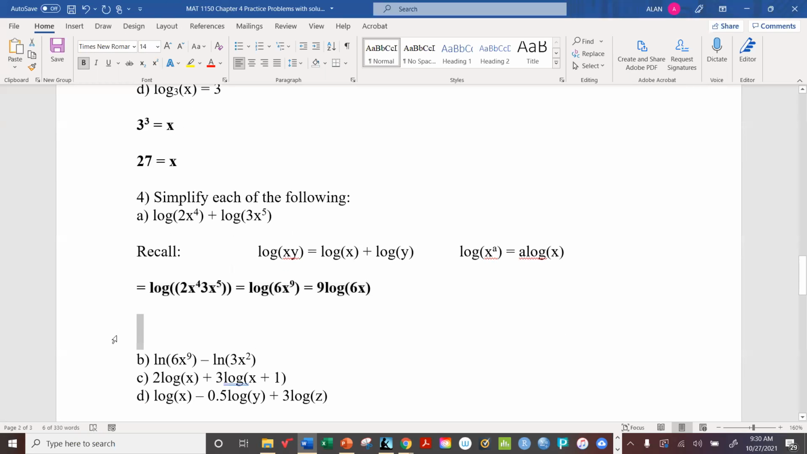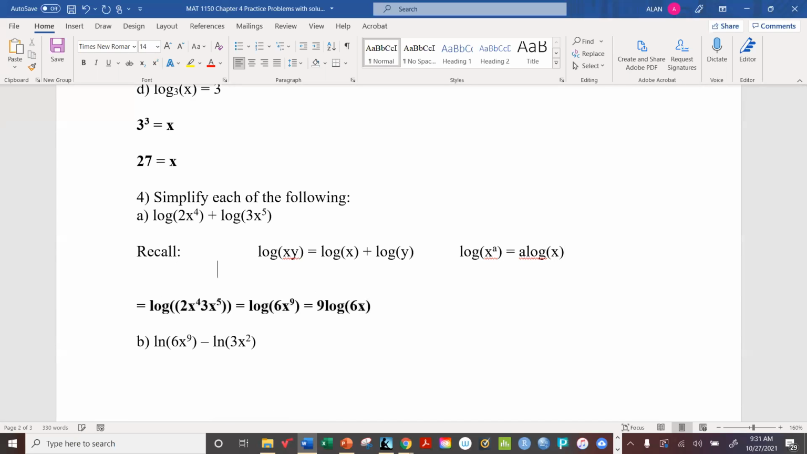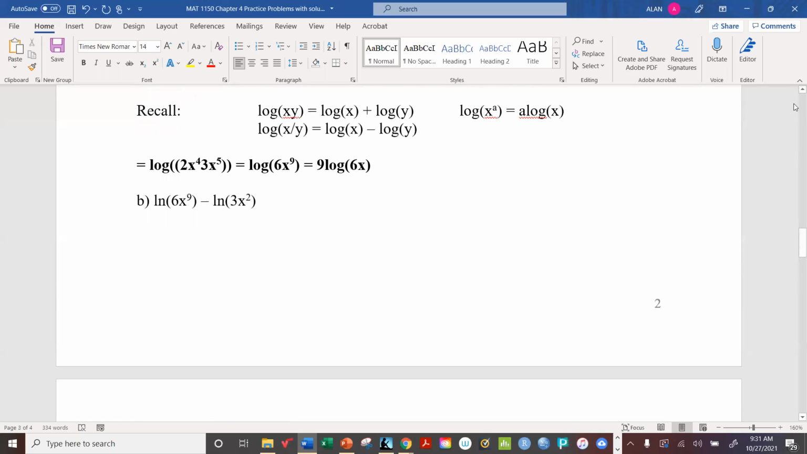All right, now this next one, clearly, like I said, log written as ln is log of AC. And so you might recall, well, here's another recall. Let me sneak it into this list here. Log x over y is log x minus log y. So this one can be rewritten as natural log six x to the ninth over 3x squared.